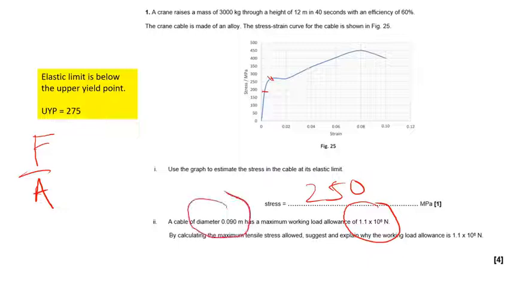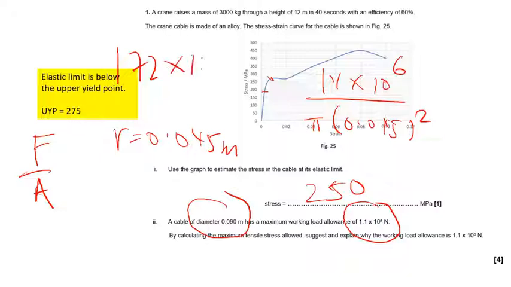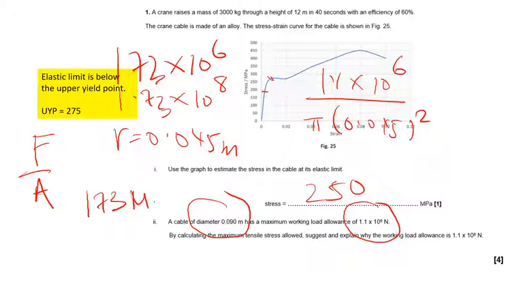You're given the diameter. So the diameter is twice the radius, so the radius is 0.045 meters. And you would do 1.1 times 10 to the 6 divided by pi r squared, 0.045 squared. And on the calculator, you should get 172 times 10 to the 6, or maybe 1.72 times 10 to the 8, same thing. So your answer, hold on, sorry, 173. So your answer should be 173 megapascals.